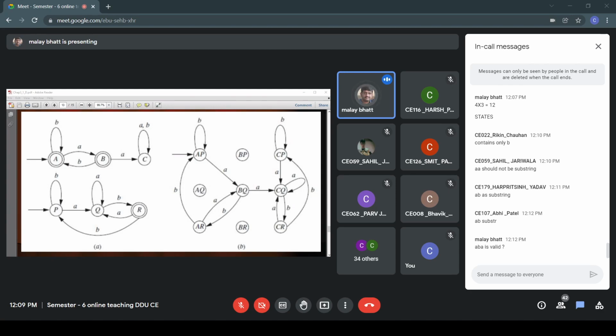Is AB accepted by the second automata? No, it is not accepted. So what is the language? The second automata is indicating strings ending with AB. Yes, it is ending with AB.